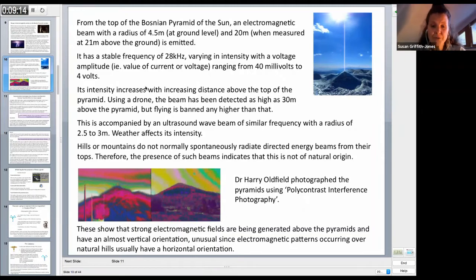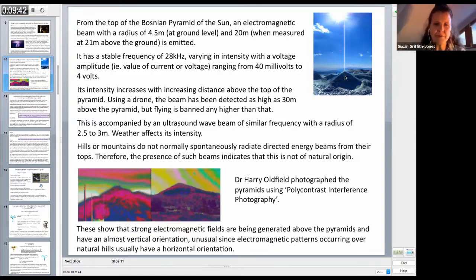I've already mentioned this before, but I'm going to recap because I'm going to add to this in a minute. From the top of the Bosnian Pyramid of the Sun, an electromagnetic beam with a radius of 4.5 meters at ground level and 20 meters when measured at 21 meters above the ground is emitted. So in this case, the beam is kind of going like this. It's not just going straight up, as in the picture on the right here. It's having this effect like this.